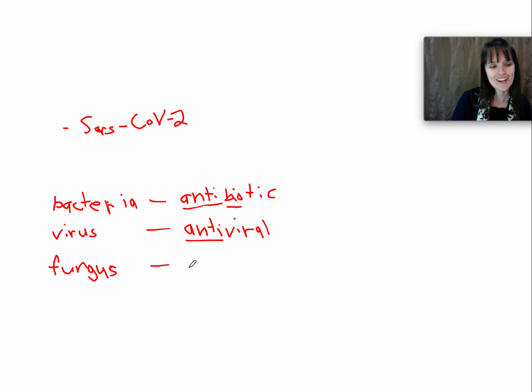Okay, so for a fungal infection, you take an antifungal medication. Antifungal.